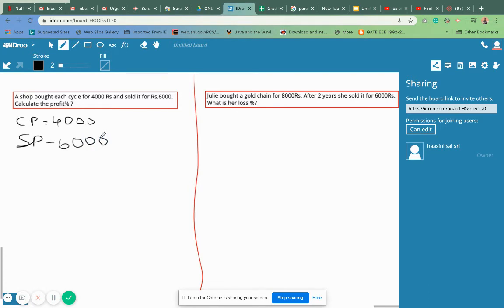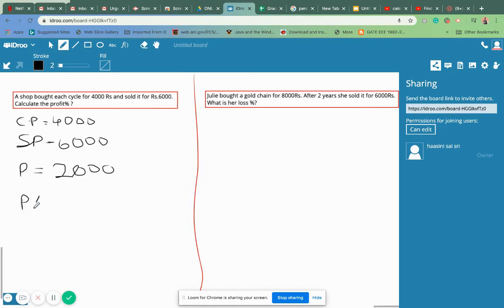If I have to find the profit percent, I first have to find the profit. Profit is nothing but the difference between the SP and the CP. So profit is equal to the difference between 6,000 and 4,000. The profit will be 2,000 rupees. Now, how will I find the profit percent?